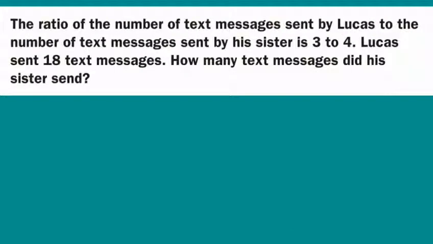Let's take another example. The ratio of the number of text messages sent by Lucas to the number of text messages sent by his sister. So we have Lucas and we have his sister. Okay, the ratio between them is 3 for Lucas and 4 for his sister. And remember that order is very important. So if we wrote Lucas to sister and we wrote 4 over 3, this is wrong. So make sure that Lucas is 3 and his sister is 4 messages. And this is the ratio part. This is not the real values.